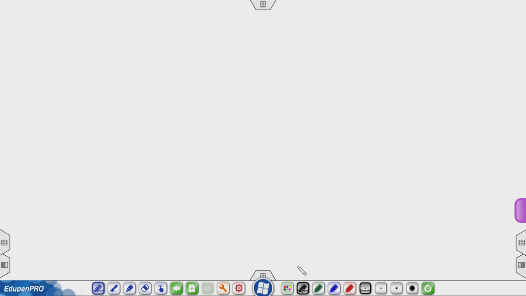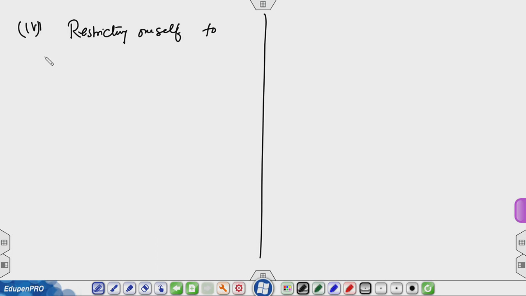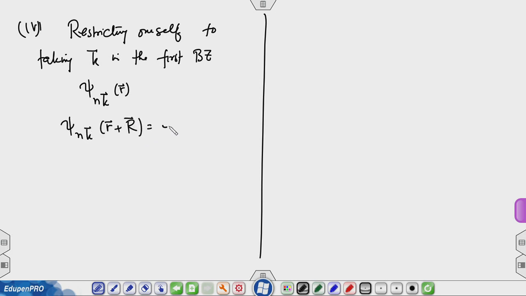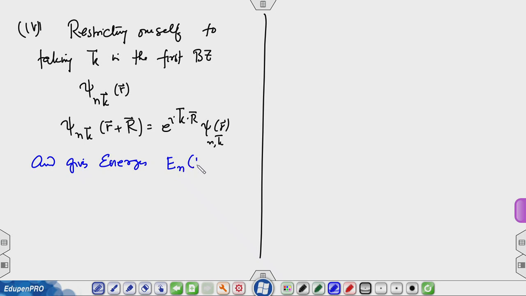Point number 4. Restricting oneself to taking k in the first Bloch zone, you write the wave function psi n k r, which satisfies psi n k of r plus R equals e raised to i k dot R psi n k r, and gives energies E in the nth band as a function of k.